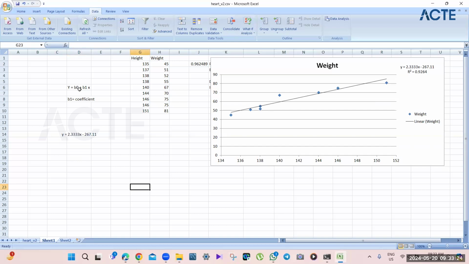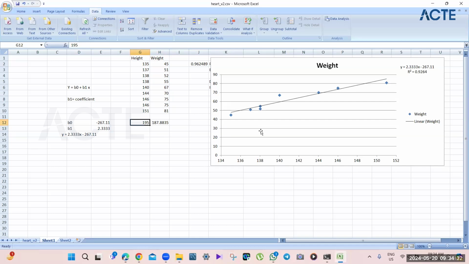Y is equal to beta naught plus beta 1 into x. Here the beta naught value is negative. What is the value of beta naught? It is minus 267.11. And what is the value of beta 1? The beta 1 value is 2.33. Now, if I plug in this equation, I should be able to deduce any future values. So y is equal to 2.3333 into x minus 267.11. Now, if I give the height, it would be able to give me the weight.